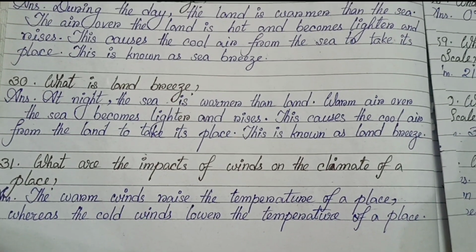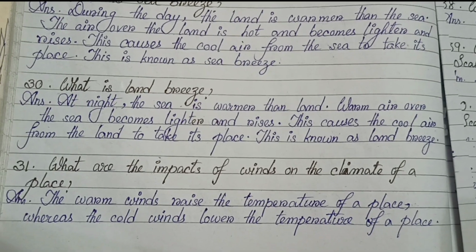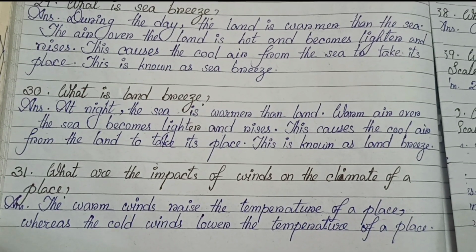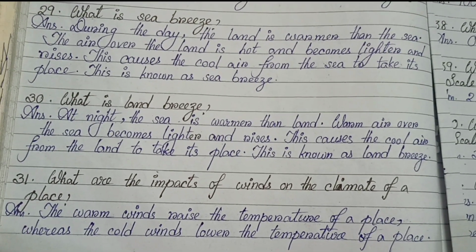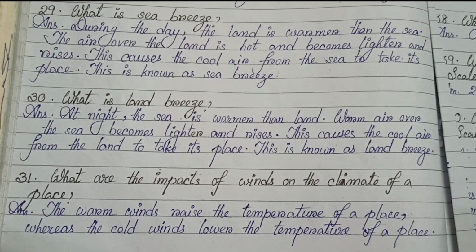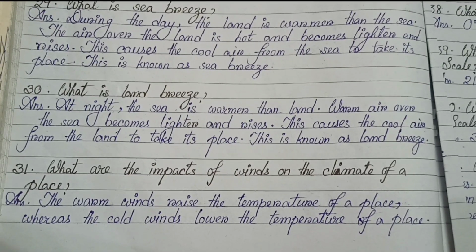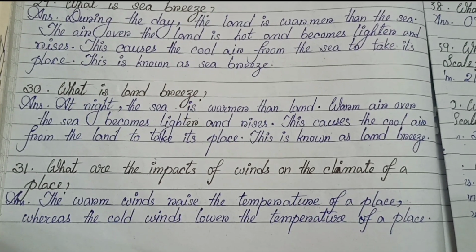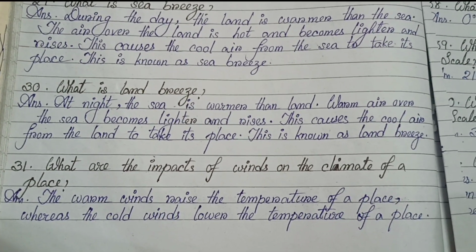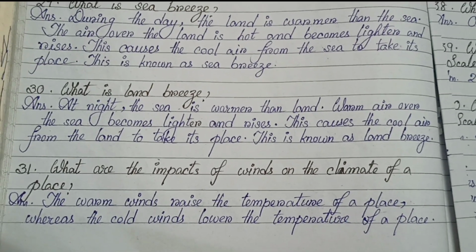30. What is land breeze? At night, the sea is warmer than land. Warm air over the sea becomes lighter and rises. This causes the cool air from the land to take its place. This is known as land breeze. 31. What are the impacts of winds on the climate of a place? The warm winds raise the temperature of a place, whereas the cold winds lower the temperature of a place.